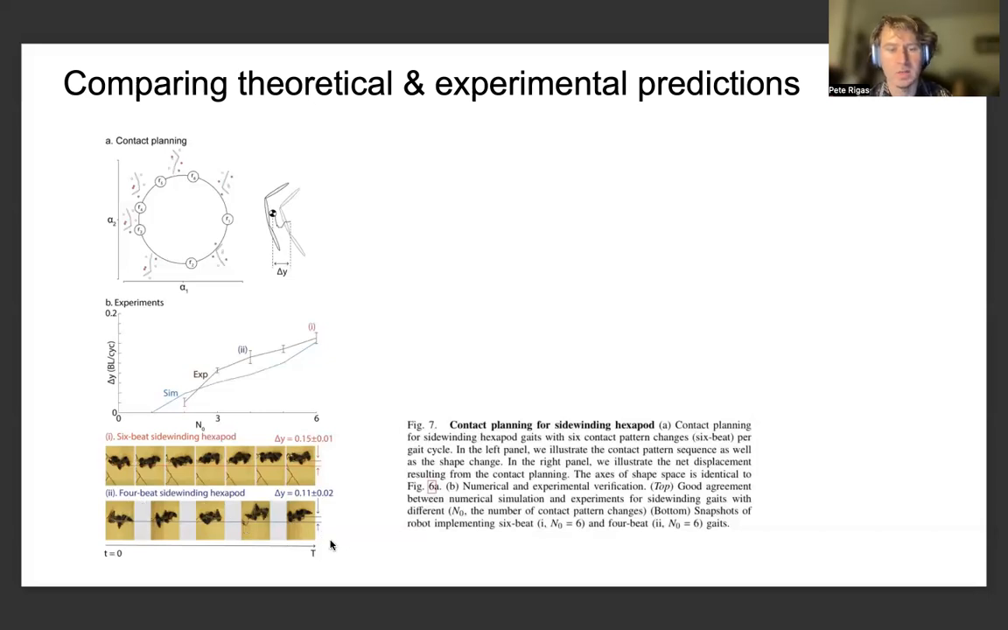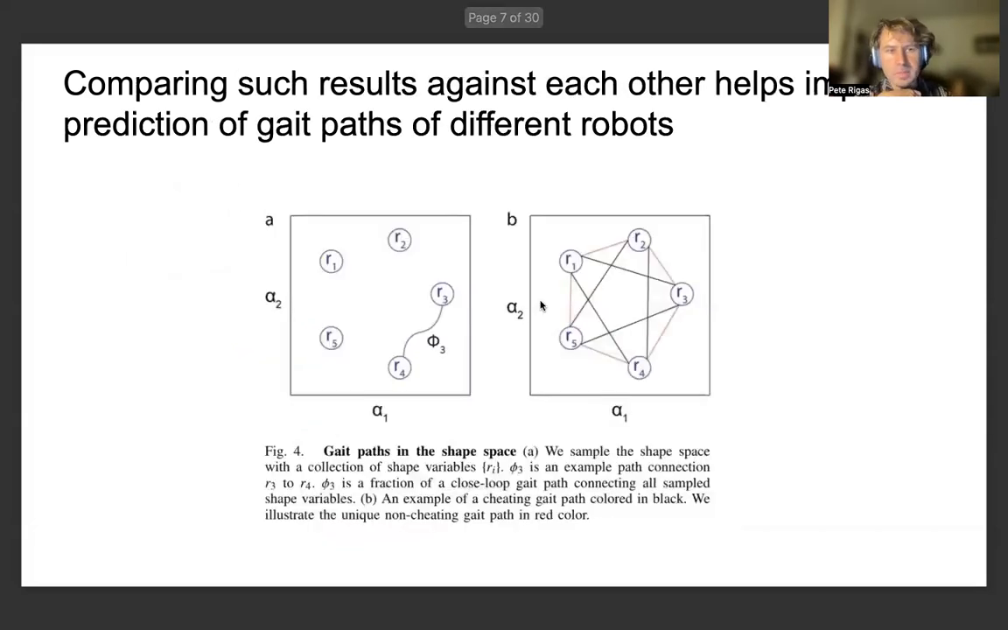And different videos of these trajectories are provided by the authors in their archive preprint, in which they demonstrate how the frequency of motion in the overall trajectory of the path of the sidewinding hexapod differs depending on whether it's a 6-beat or a 4-beat. And comparing such results against each other helps for improved prediction of the gait paths of different robots.